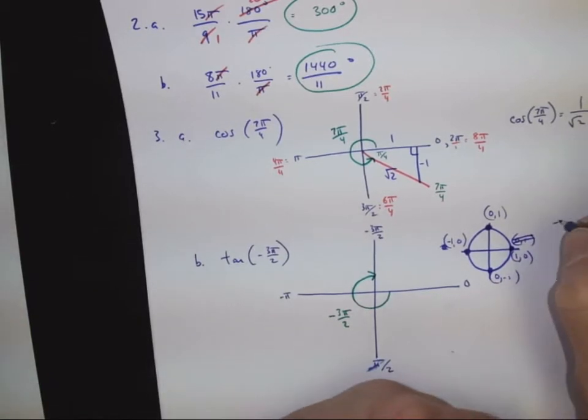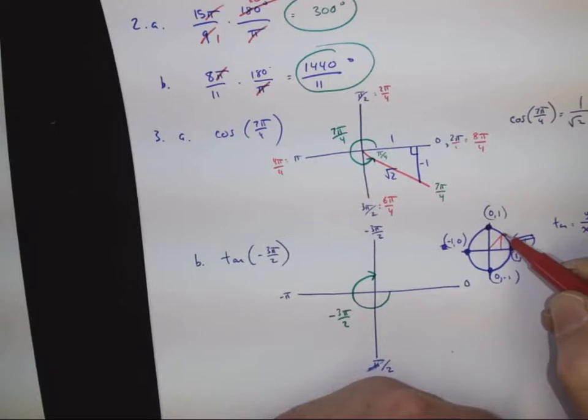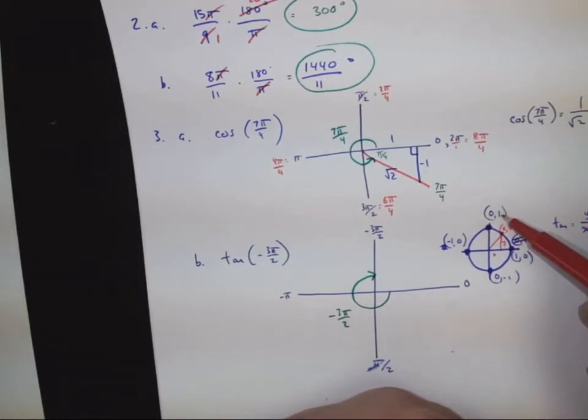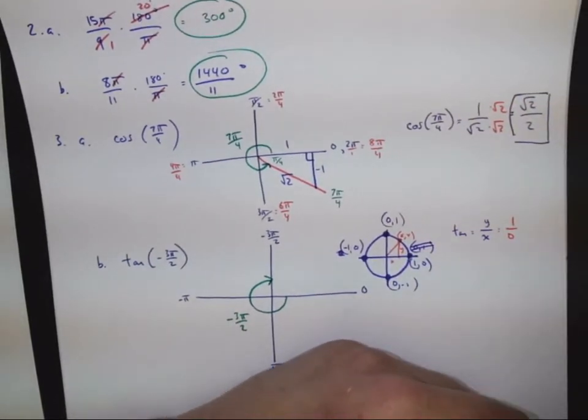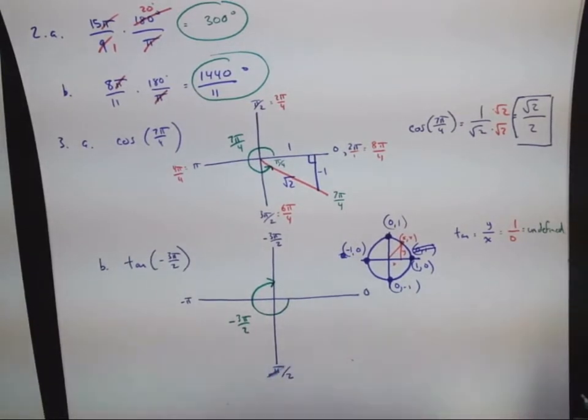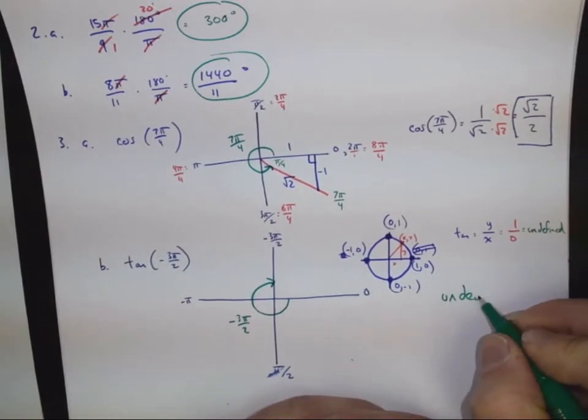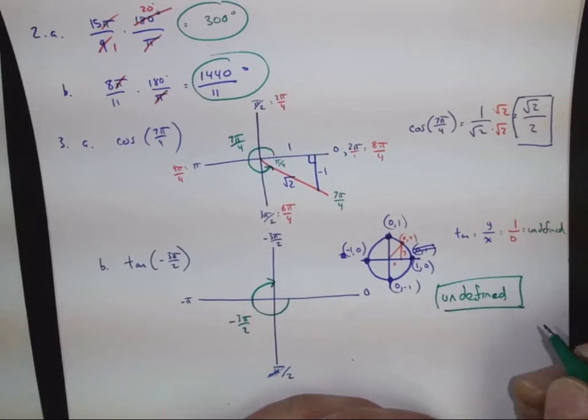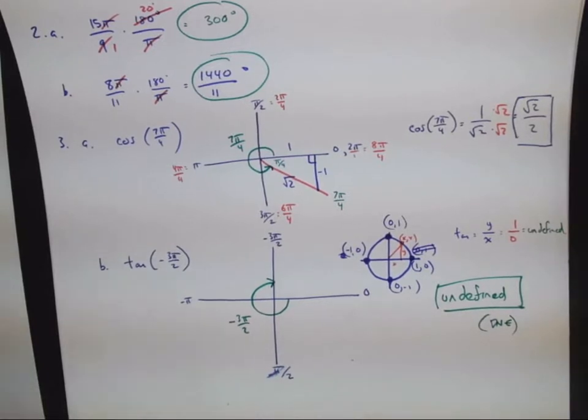Tan is always the y value over the x value in this unit circle, because it would be the opposite over the adjacent. The opposite would be the y value here. So we take the y over the x, which is 1 over 0. And that is undefined. You cannot divide by 0. So we say this is undefined. You could also say DNE. That would be okay as well.